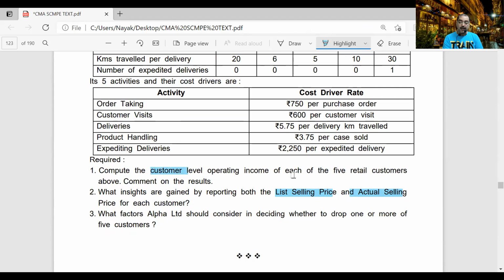Compute the customer level operating income. Comment on the results. Then you have to write the comments as to what you find as a difference between list selling price and actual selling price and so on. For tomorrow, prepare the statement and keep it ready, so in a way we can check the final answer also. Whatever comments you are not able to write, you will write in class tomorrow. So prepare the customer level operating income, that is the entire income statement with all these details, and tomorrow we'll see what comments are to be written.